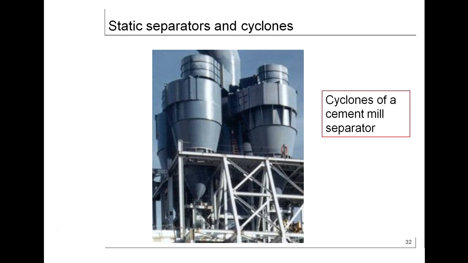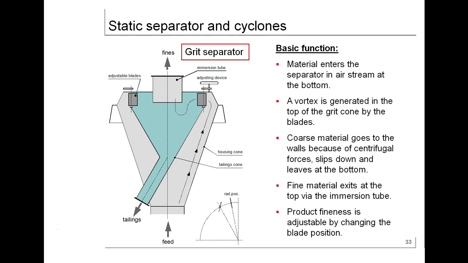Static separators and cyclones. Cyclones of a cement mill separator. Static separator and cyclones. Grid separator. Tailings. Adjustable blades. Immersion tube. Adjusting device. Fines. Feed. Material enters the separator in the airstream at the bottom.